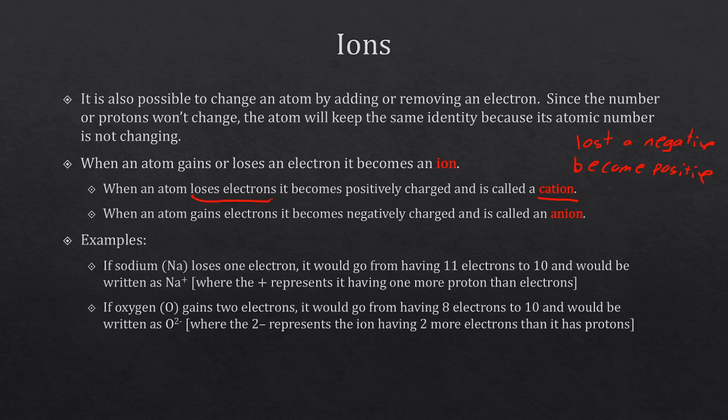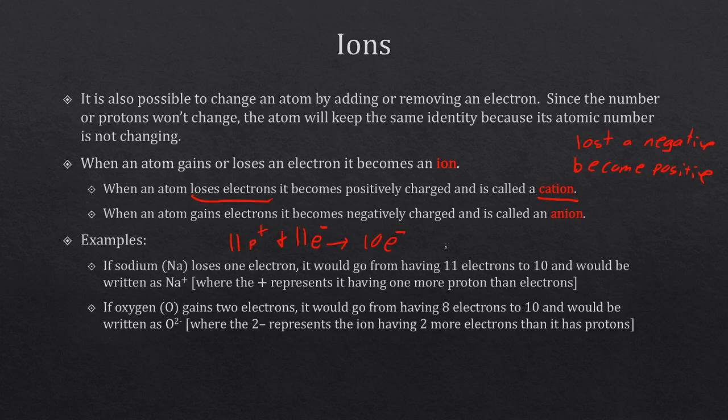So for example, sodium as an atom, it has 11 protons and 11 electrons. If it loses an electron, this 11 would go to 10.